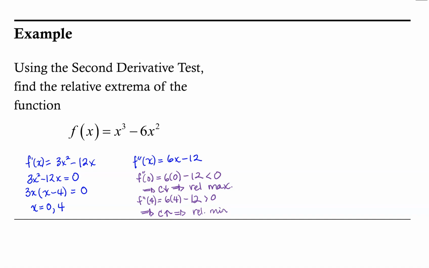So let's go ahead and find the corresponding y values for x equals 0 and x equals 4. f at 0 is equal to 0 cubed minus 6 times 0 squared, which is going to give us 0. f at 4 is equal to 4 cubed minus 6 times 4 squared, which if we simplify is equal to negative 32.